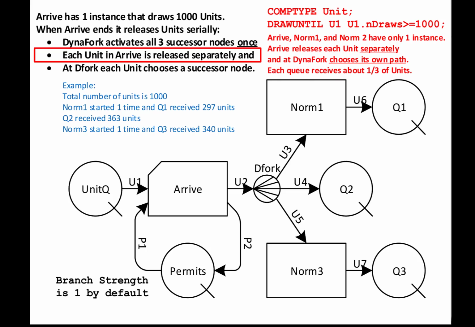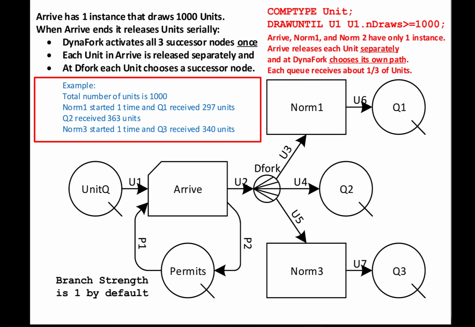Each one of the 1,000 units will be released through link U2, will arrive at the Dynafork DFork, and each unit will make its own selection of one of the links U3, U4, and U5 probabilistically. As a result, each unit that is released can end up in any one of the 3 successor nodes. Thus, even though the terminating instance of activity arrive contains 1,000 units, 1/3 of those units can end up in norm1, 1/3 in Q2, and approximately 1/3 in norm3.